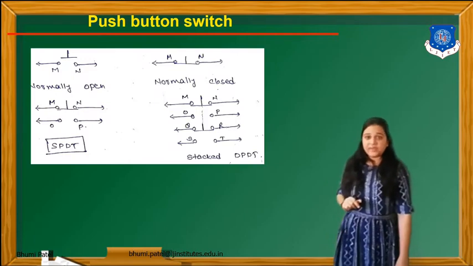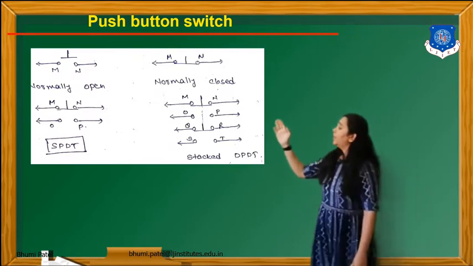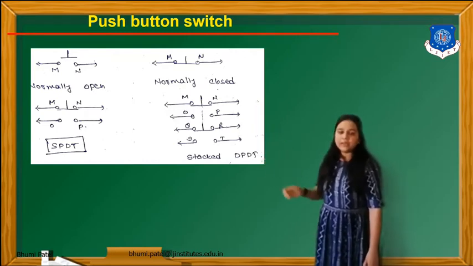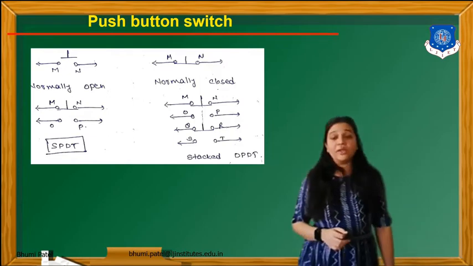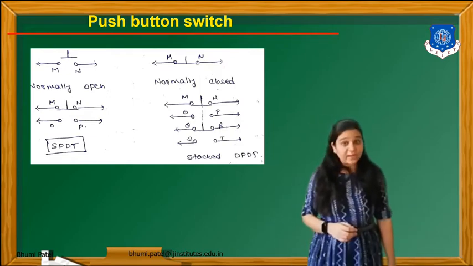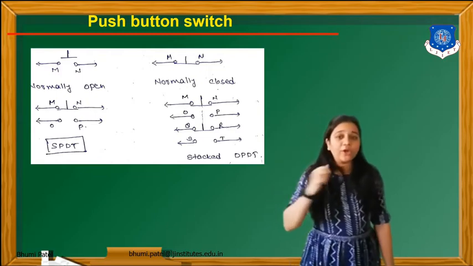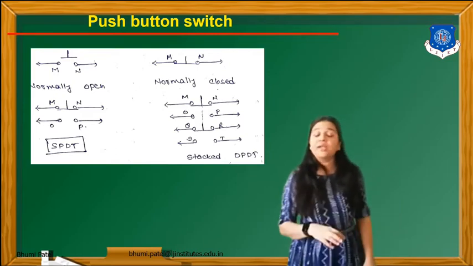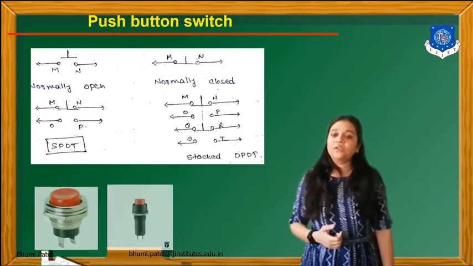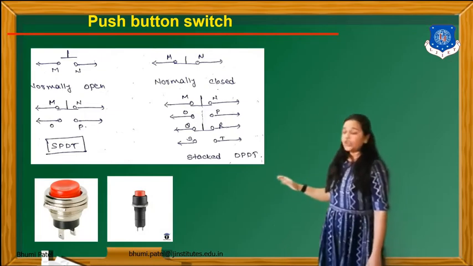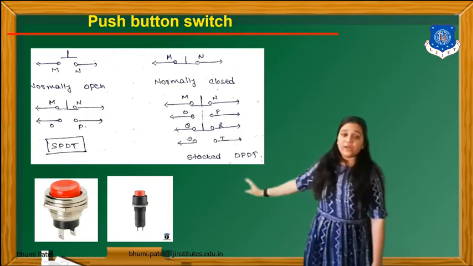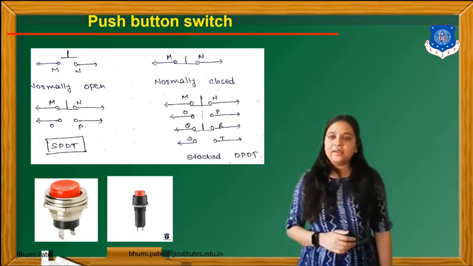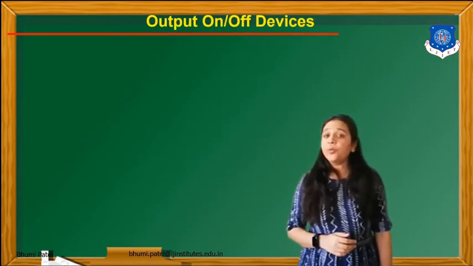Push button switches come in these types: normally open, normally closed, SPDT and DPDT. As you remember, whenever we draw the ladder diagram of any PLC programming, we can put a normally open or normally closed switch for our logic. So we can connect normally open logic with the push button or the toggle switch, and this is the actual picture of the push button switch. So you can connect this type of push button switch with the PLC hardware. Clear? Now the next one is the output on/off device.